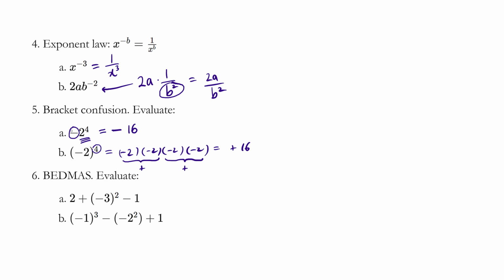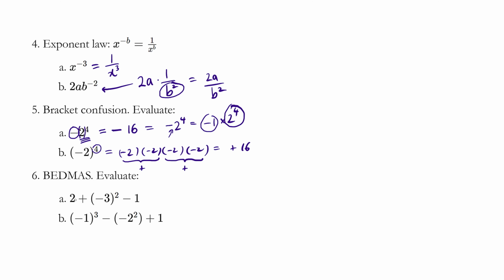However, when this negative sign is outside and the base here is simply just 2, we must treat this as one number. In fact, negative 2 to the 4 is equivalent to negative 1 times 2 to the 4. There's a hidden 1 here. We're multiplying by 1. So essentially, this is a negative number multiplied by 16. So try not to mix up question A and B.